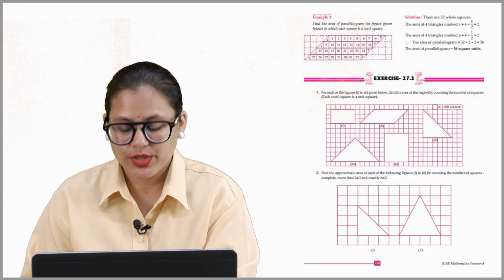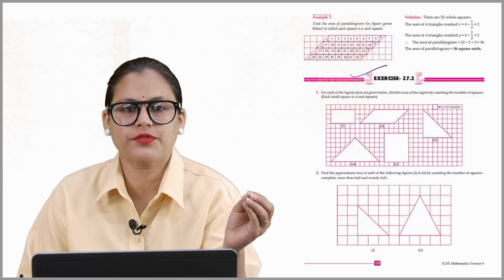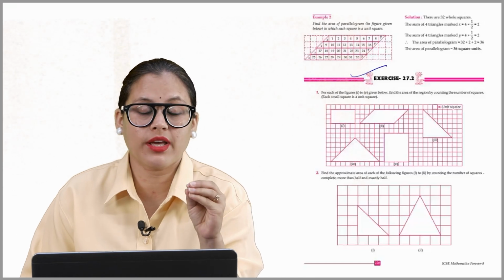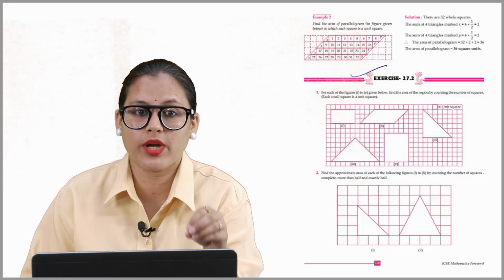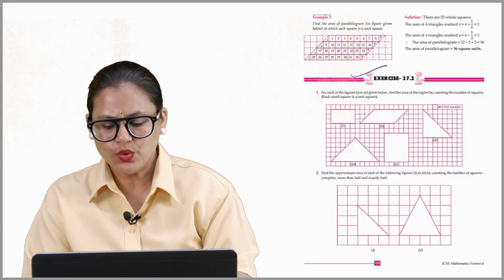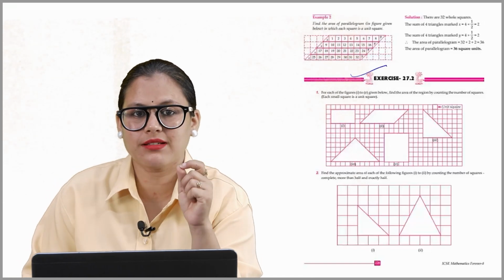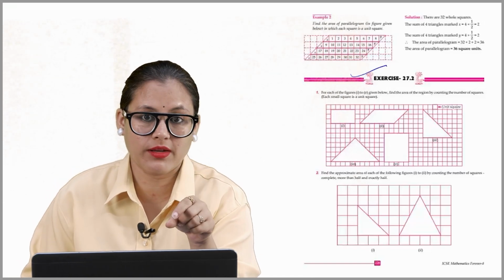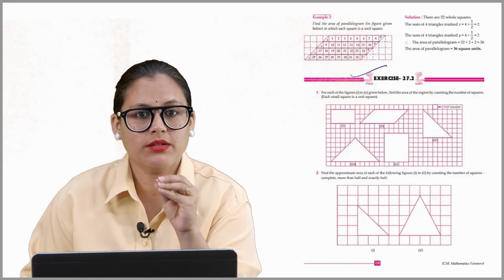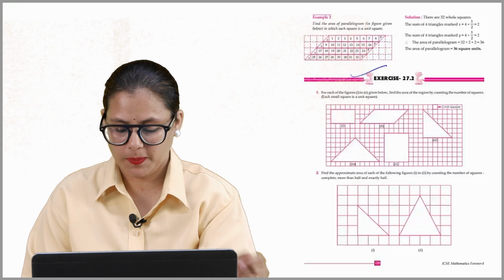Then the sum A plus B plus half C is the number of complete squares enclosed by the given figure. Exercise 27.2. For each of the figures 1 to 5 given below, find the area of the region by counting the number of squares. Each small square is a unit square. Okay, students, what you will have to do is just add the small squares. And remember that each small square is a unit square.